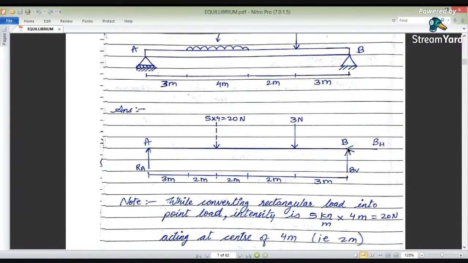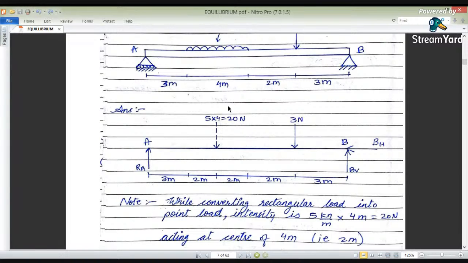We will take the moment at B, and we will rotate this 3 about B, rotate this 20 Newton about B, and rotate this RA about B. First we rotate this about B in the anti-clockwise direction. So 3 multiplied by 3, but with a minus sign. Why minus? Because it is rotating in the anti-clockwise direction. So minus 20. What about the distance for this? 3 plus 2 is 5, 5 plus 2 is nothing but 7.